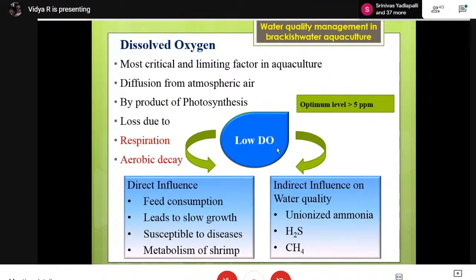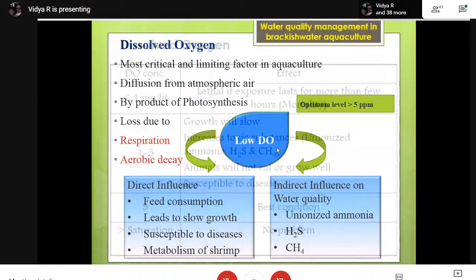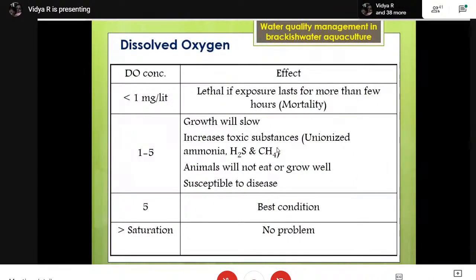It has an indirect influence on water quality parameters, such as the gases present in the pond water, that is unionized ammonia, hydrogen sulfide, and methane. All these have an impact and are interrelated with the dissolved oxygen levels in the water bodies. So the safe level of dissolved oxygen in a shrimp pond is more than 5 ppm. That is the best condition for the shrimps.